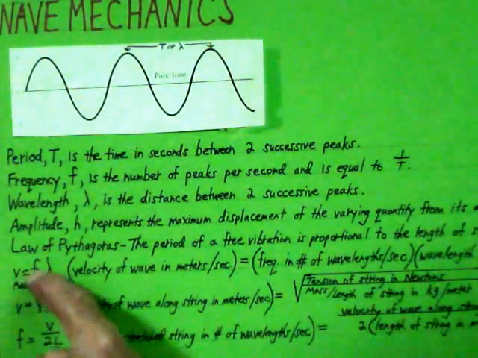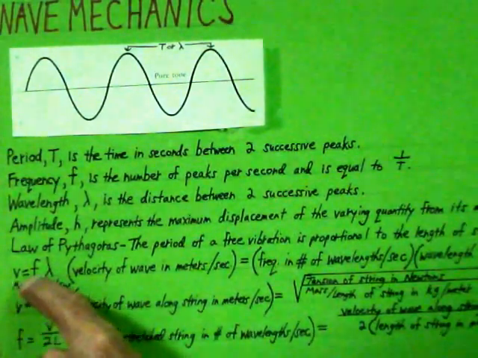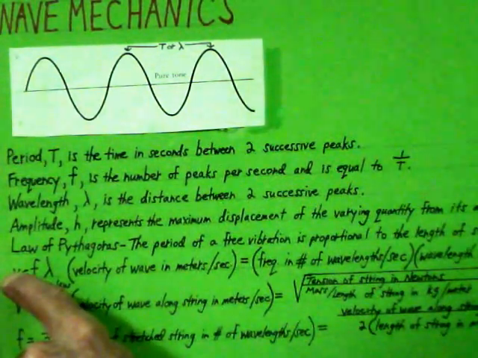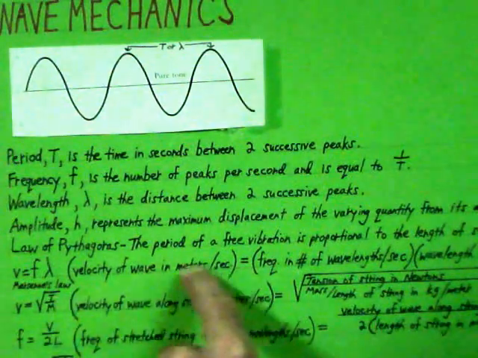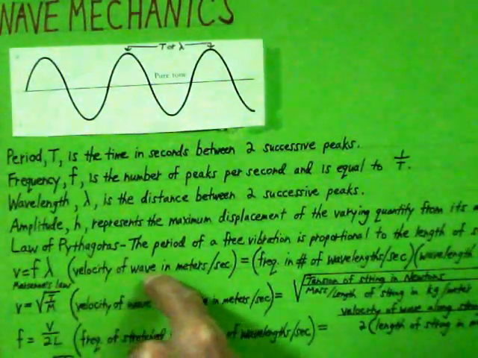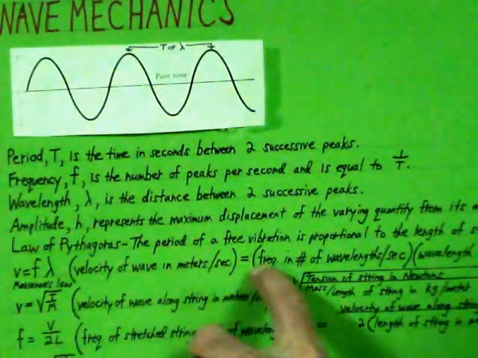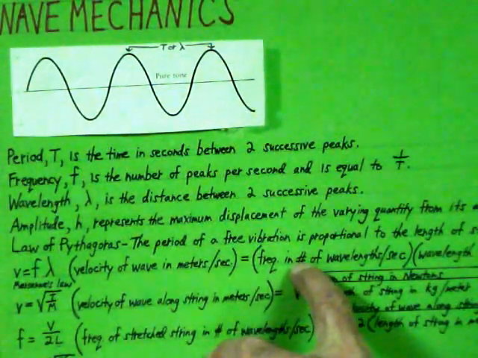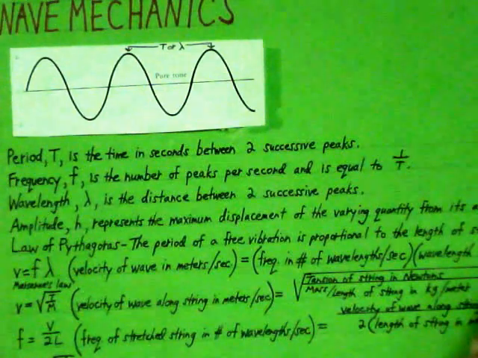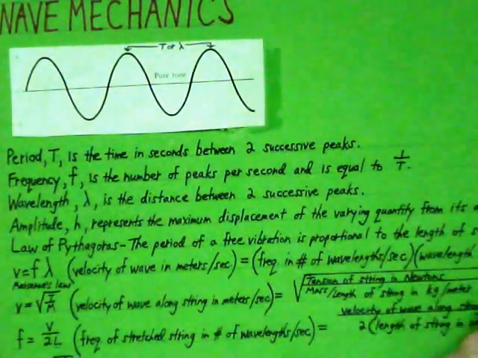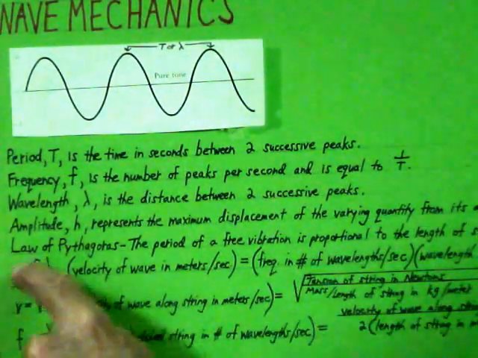This is v = f lambda, the velocity. The velocity of a wave is equal to the frequency times the wavelength. And here I give units. The velocity of the wave in meters per second is equal to the frequency in number of wavelengths per second times the wavelength in meters. So meters per second will give you a velocity.